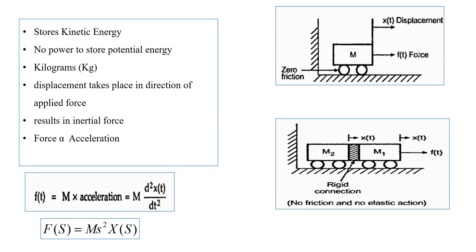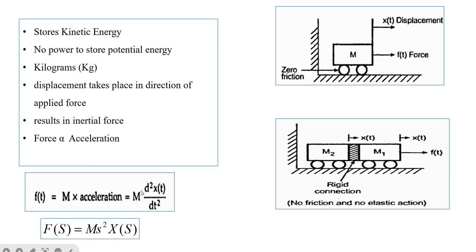Now here you can write the force which is required. It is proportional to the acceleration. So force F of t can be written as M into acceleration. We have written force is proportional to acceleration; we can remove the proportionality sign and take a proportionality constant, capital M. So F of t will become M into acceleration.